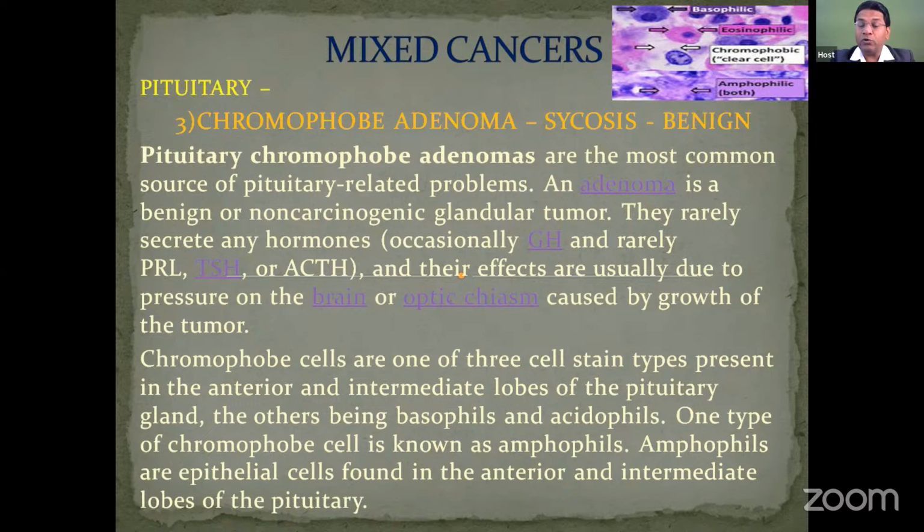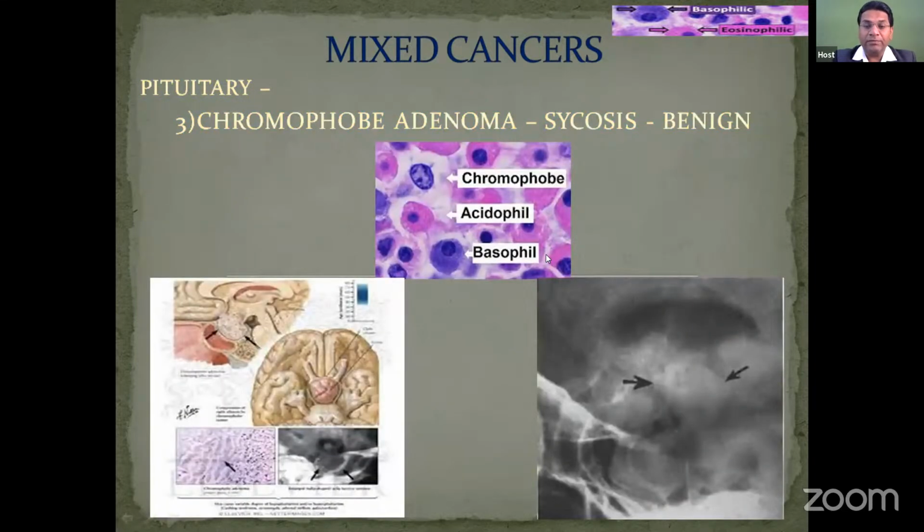The other being basophil, acidophil, and one type of chromophobe cell is known as amphophils. So these are 3 cells involved in this growth: basophil, acidophil, and amphophil. Amphophils are epithelial cells found in the anterior and intermediate lobe of the pituitary. So amphophils are related to epithelial cells.